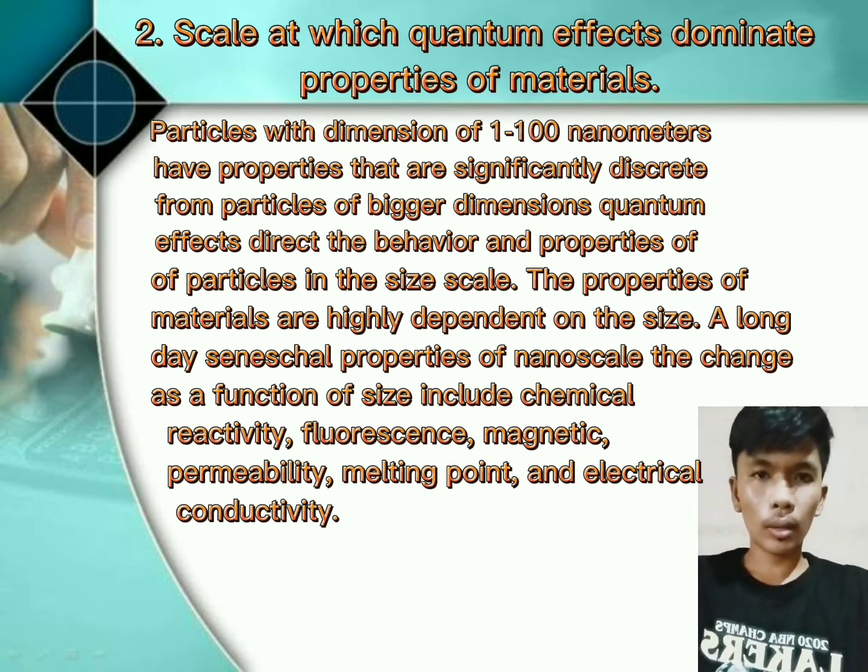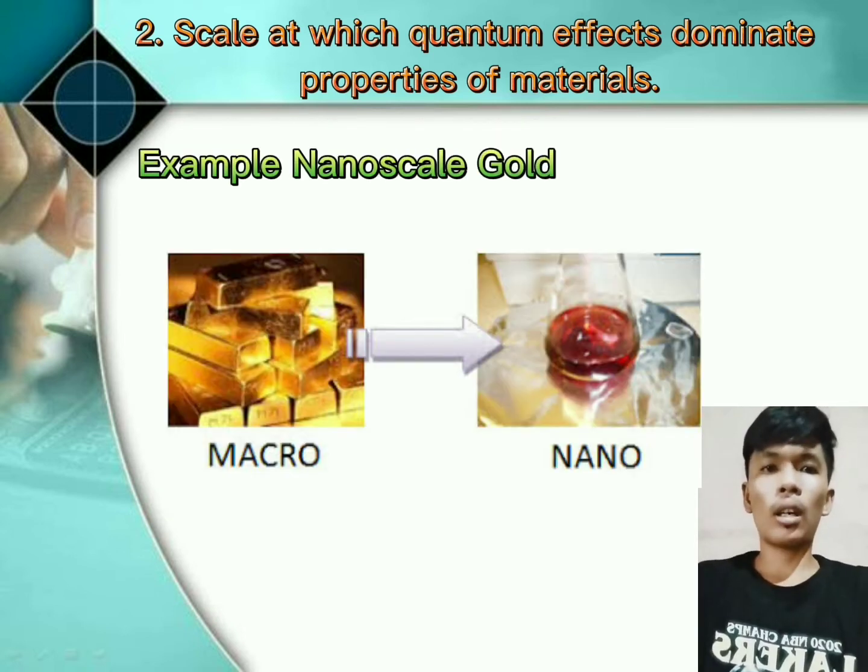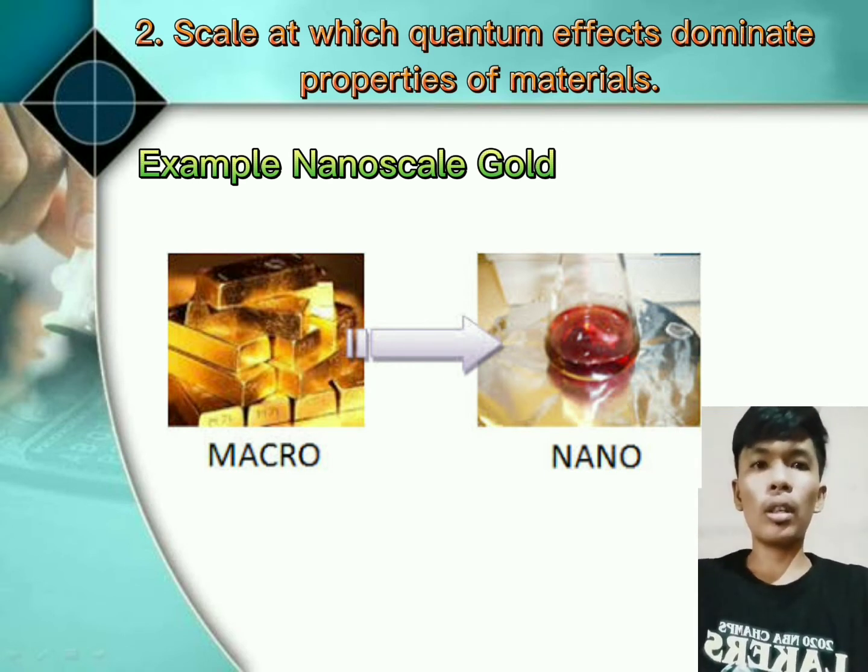Among the essential properties of nanoscale that change as a function of size include chemical reactivity, fluorescence, magnetic permeability, melting point, and electrical conductivity. One example is the nanoscale gold, which is not only the yellow colored element we are used to seeing, but it can also appear red or purple.